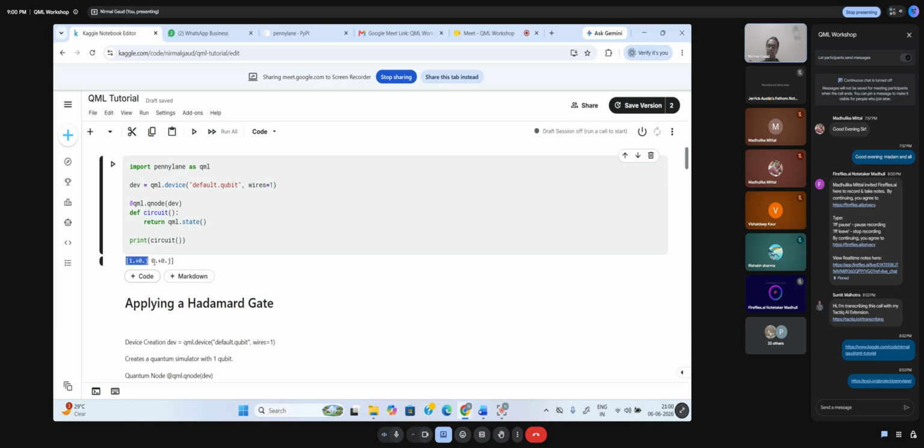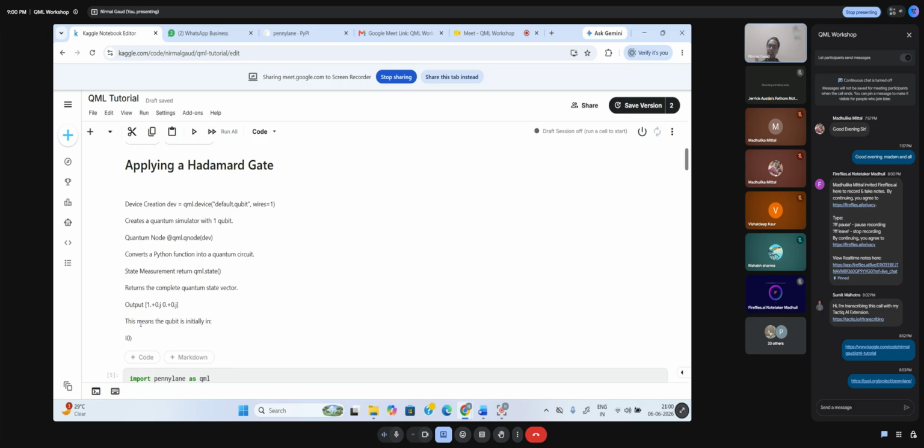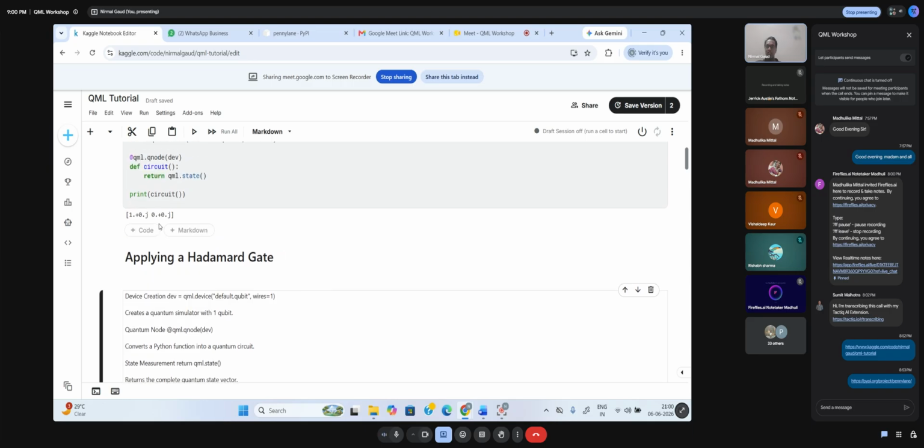All right. If you check the code number one, we are getting 1 plus 0j and 0 plus 0j. That is why here they have mentioned this means that the qubit is initially in 0. Why did they say that? Why is it in the 0 state? Because you can see the results are plus, so it is in a 0 state. If it were minus, then it would be in a minus state.